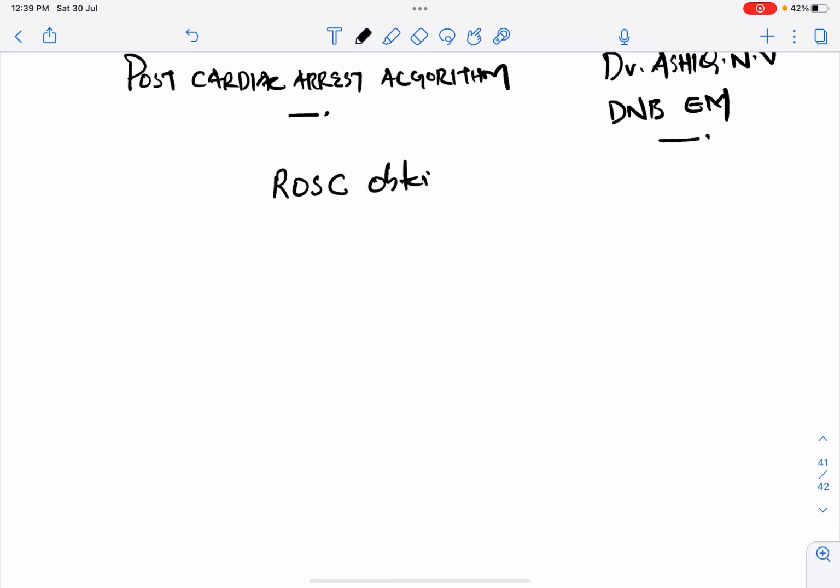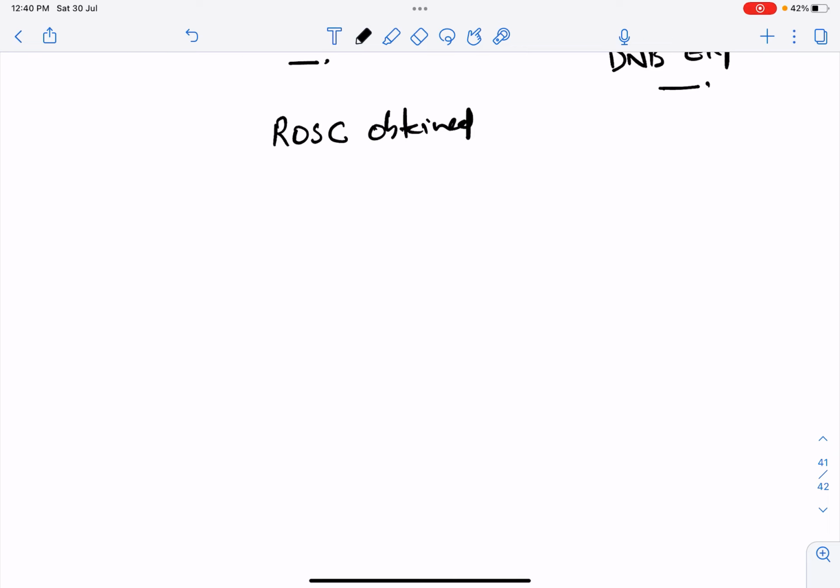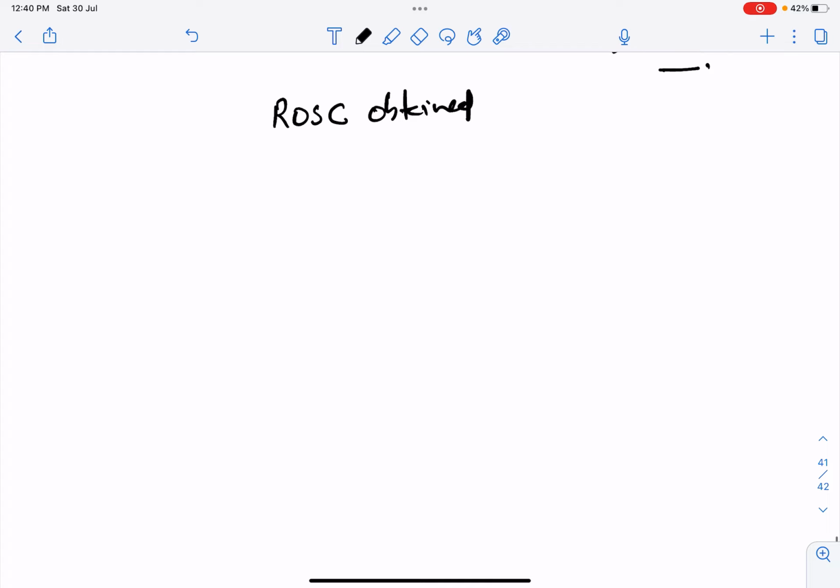Once we attain the ROSC, we have to do the primary survey on the patient again. The primary survey includes airway, breathing, circulation, disability and exposure. That is our ABCDE. So the first step is managing the airway. After ROSC, we have to go for airway management.